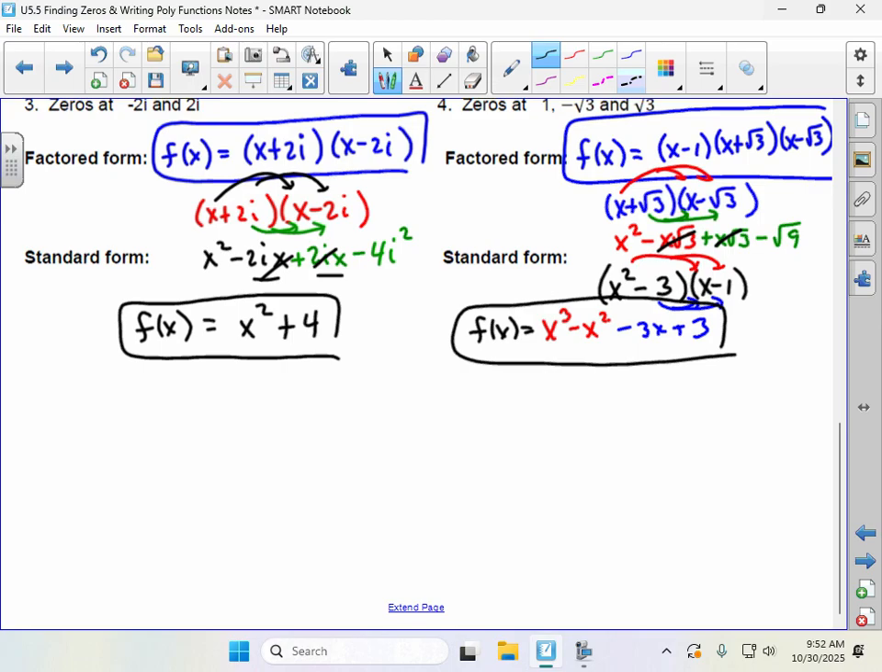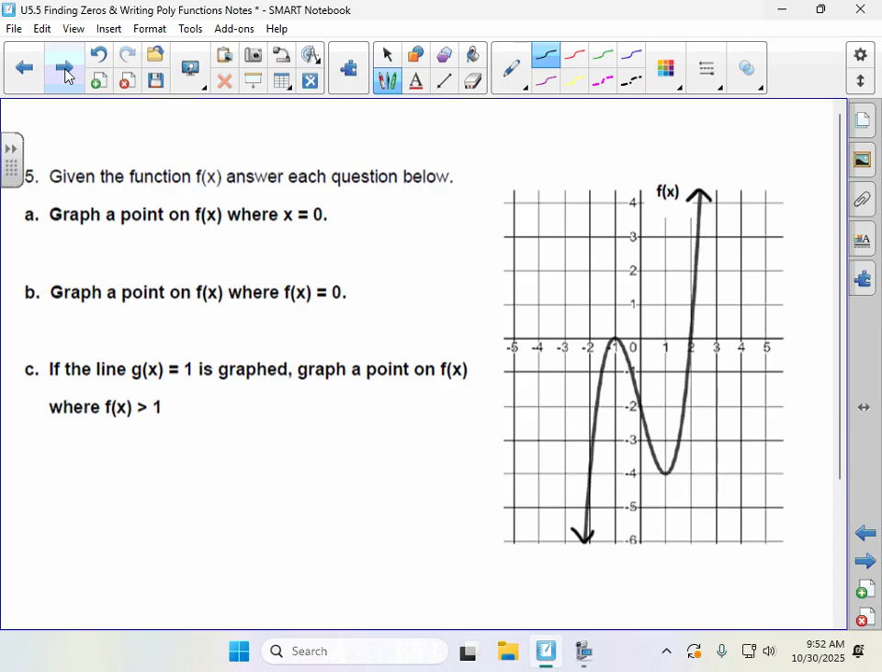All right, and this last problem, this is more like a CASP type question. I just want you to kind of see how to answer it. Because you're going to be doing this on the computer, so you'd be just clicking and stuff like that. Given the function f of x, this graph, answer each question below. So question A, graph a point on f of x where x equals 0.